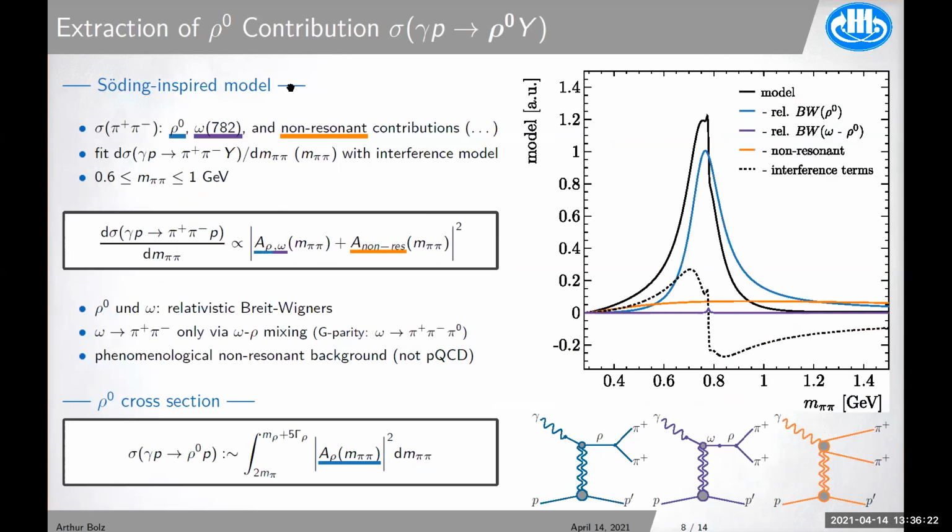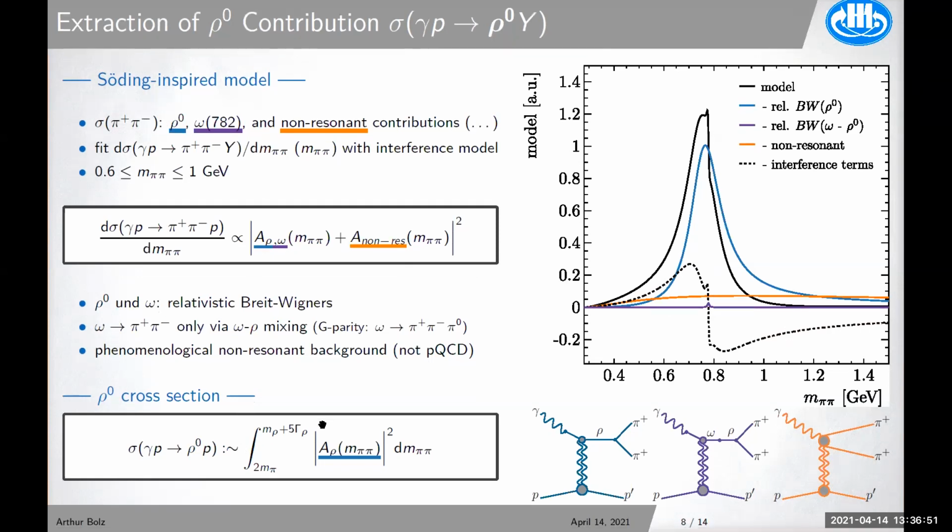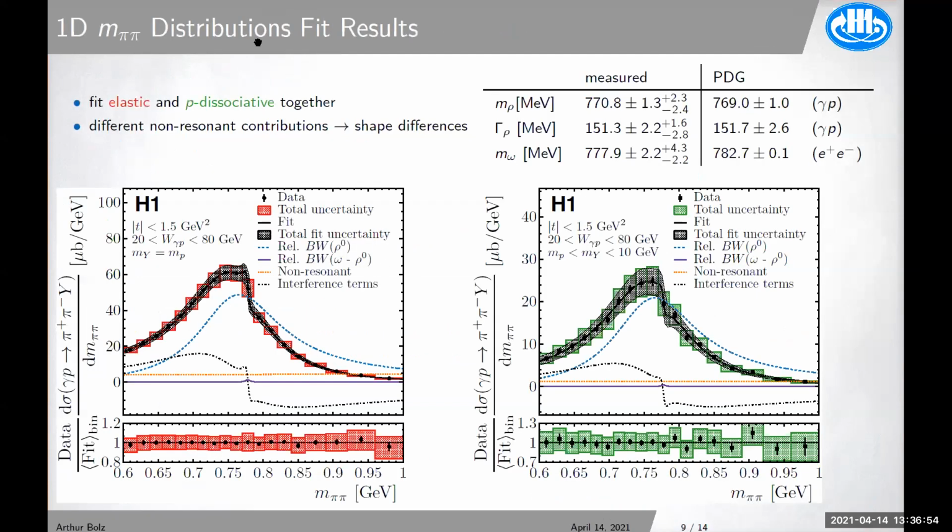So next, we want to extract rho cross-sections from the measured pi-pi cross-section, and we do this by parameterizing and fitting the invariant pi-pi mass with a Söding-inspired model. Here we have amplitudes for rho, omega, and non-resonant pi-pi production, which are added on amplitude level so that interference effects are also taken into account. On the right-hand side, you see an example of this plot, where we can have quite a pronounced interference effect from this model, and then we could just define the rho cross-section as the integral over the rho contribution to the model. So this is a fit of this model to the data.